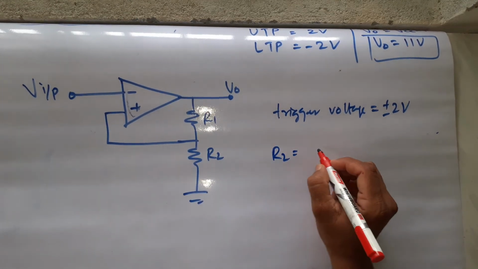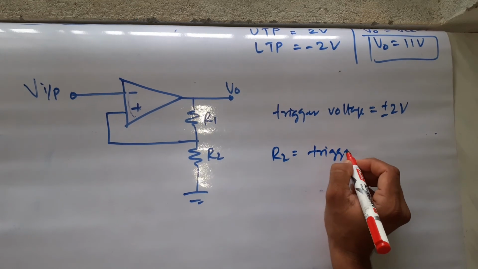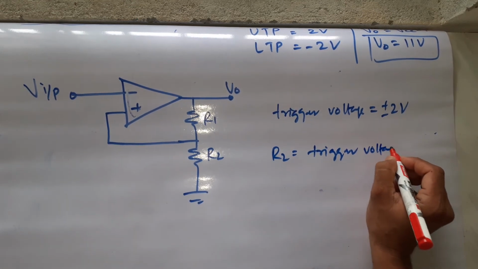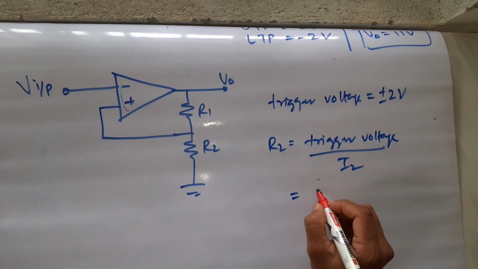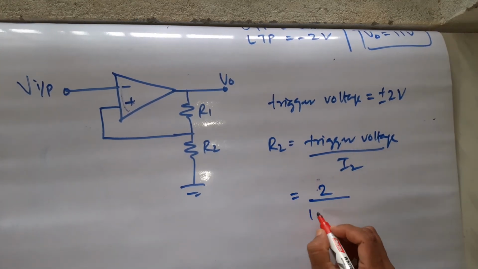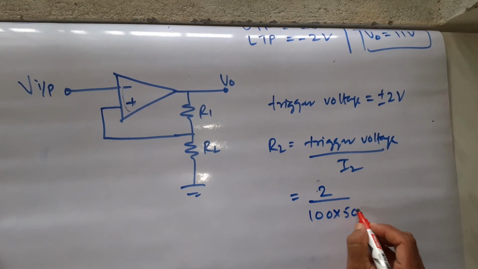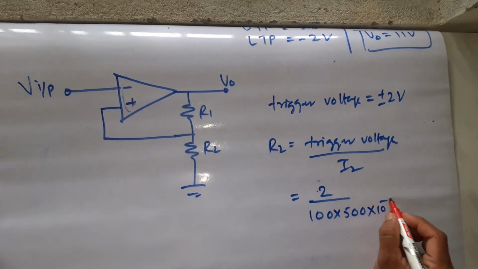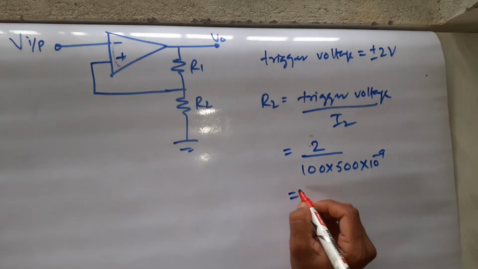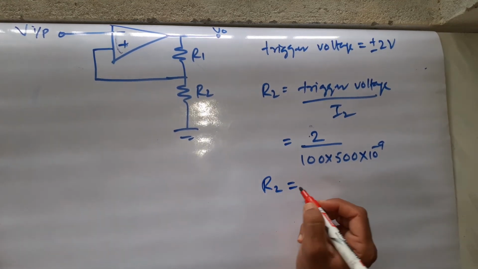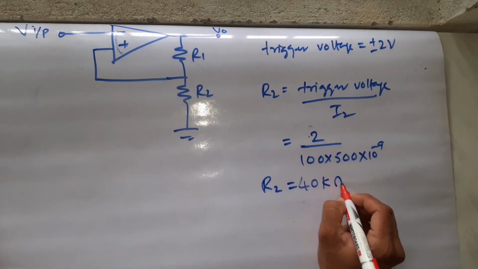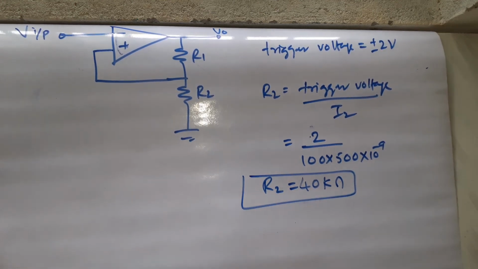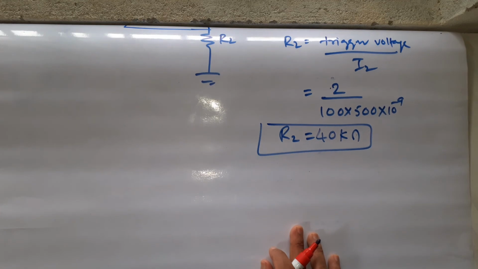So R2 is equal to trigger voltage divided by I2 current. So trigger voltage you take 2, I2 is 100 times IB max, that is 100 into 500 nano amps. So this will give you R2 equal to 40 kilo ohms. Simple, right? Then what is remaining?